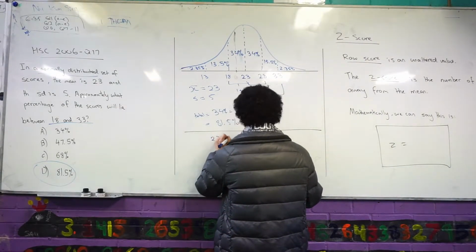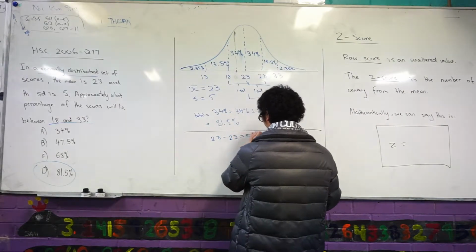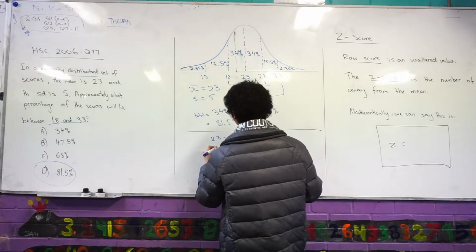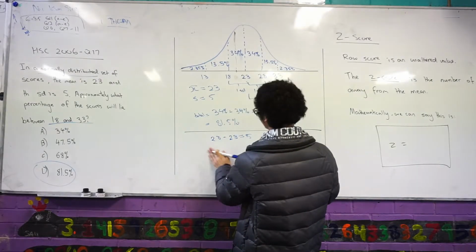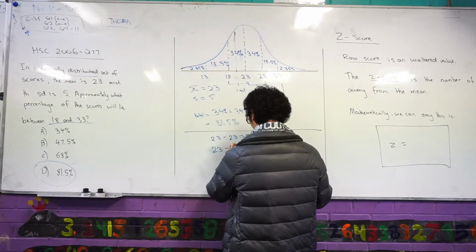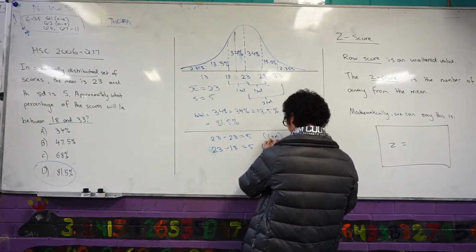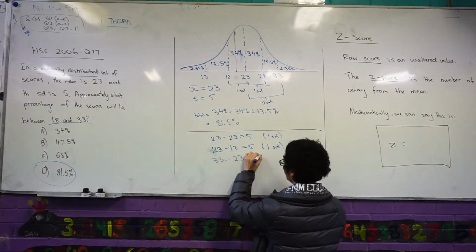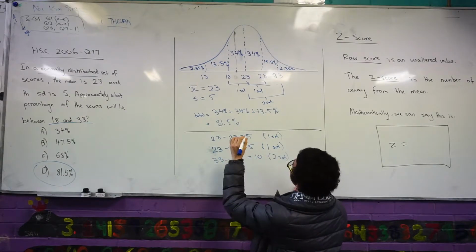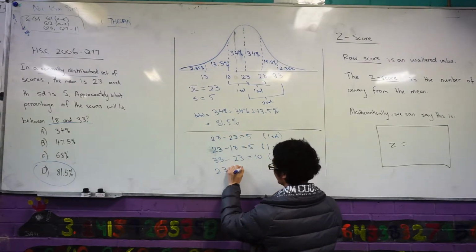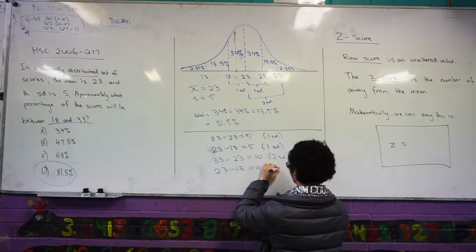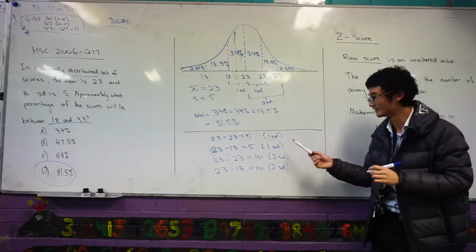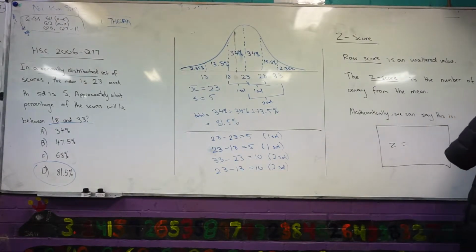28 minus 23 equals 5. That corresponds to 1 SD. 23 minus 18 also equals 5, which is 1 standard deviation away. 33 minus 23 equals 10, which is 2 standard deviations away. And the last one, 23 minus 13 equals 10, which is 2 standard deviations away. And earlier I said that mathematicians look for patterns, right? And this is one example here. Can you see a pattern starting to emerge?